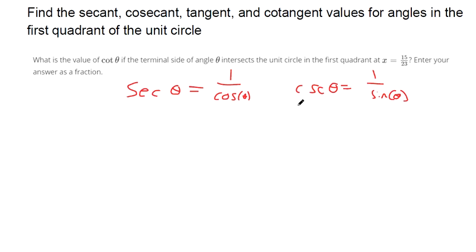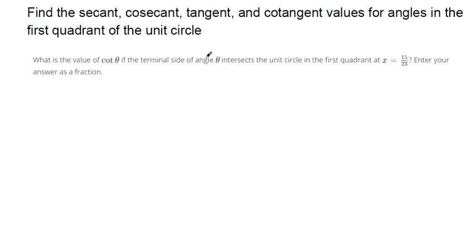And then tangent is a reciprocal of cotangent. So if you're trying to find out cotangent, find out what tangent is, and then just flip the fraction. So it's similar to the work you've probably done before.